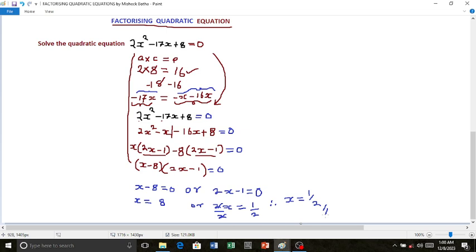Once you know how to factorize quadratic expressions by the factorization method, it means you can also solve a quadratic equation using the factorization method. Those are the only differences, and that is the link between factorizing a quadratic expression and factorizing a quadratic equation.